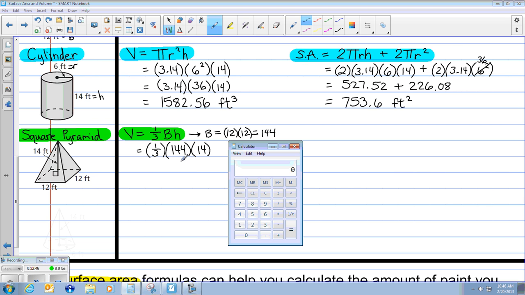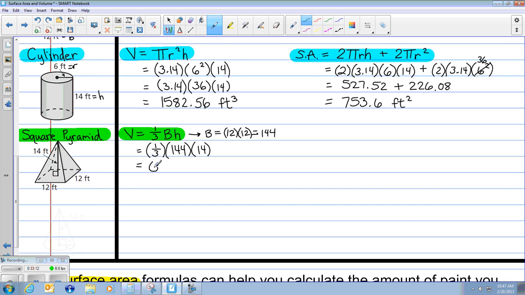I'm going to do 144 times 14 first. 144 times 14. So it's 2016, but I only want 1/3 of that. So what I could do is just divide it by 3. That's the most accurate answer, 672. And that would be in feet cubed.